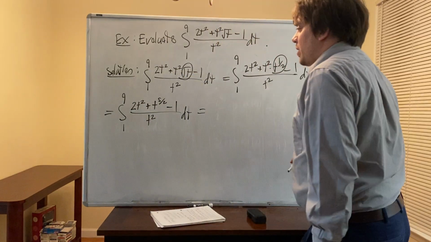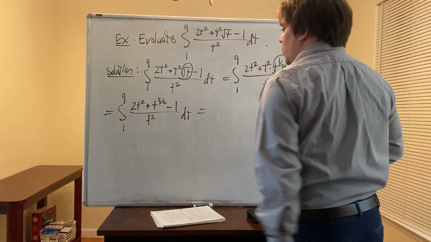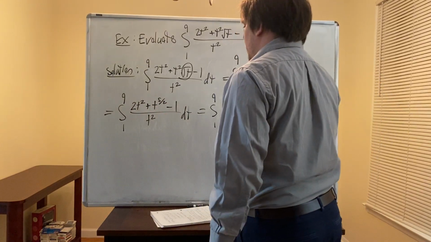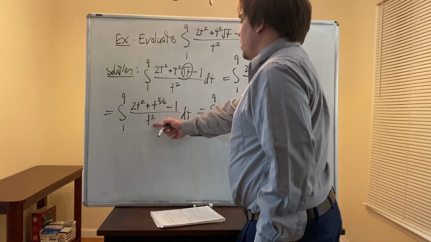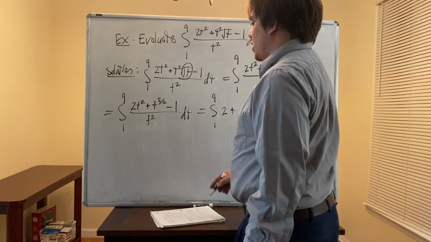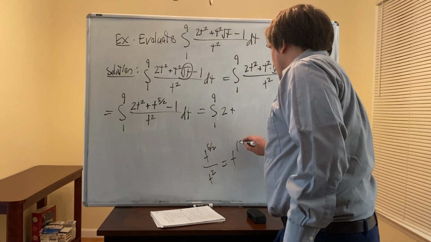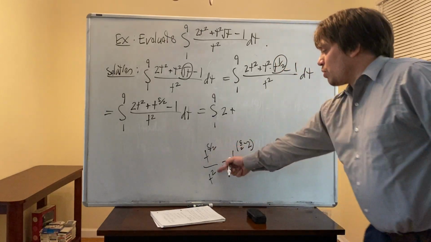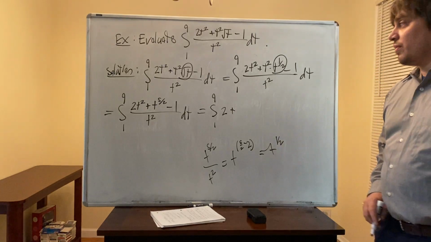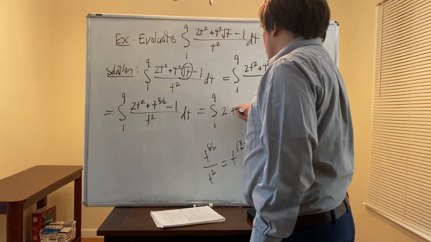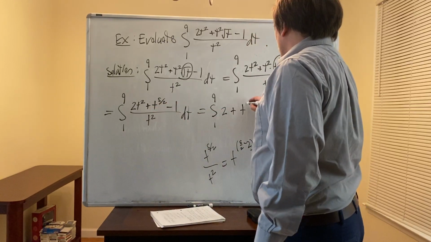So that's equal to, now I'm going to take each expression being added and subtracted in the numerator and divide each separately by t squared. This is equal to the definite integral from 1 to 9. 2t squared over t squared is 2, plus t to the 5/2 divided by t squared, and you just subtract the exponents. So t to the 5/2 divided by t squared is the same as t to the 5/2 minus 2. You subtract the exponents, and 5/2 minus 2 is 1/2. That's t to the 1/2. So this is 2 plus t to the 1/2.